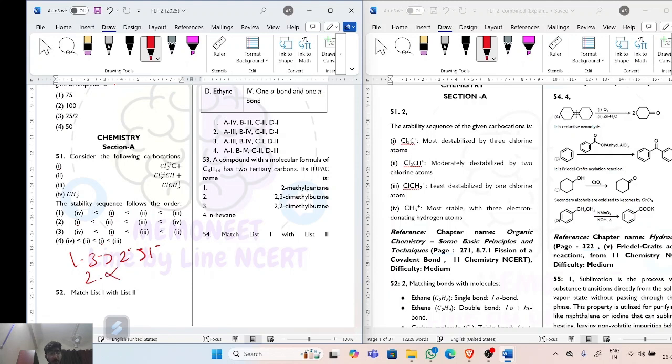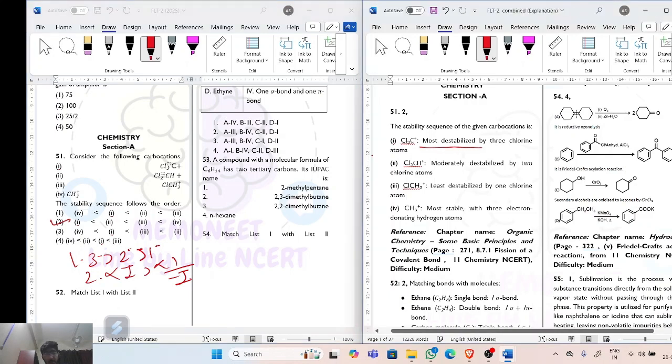Then it is directly proportional to the plus I effect and inversely proportional to the minus I effect. If we combine all three conditions, we will get option 2 as our correct answer. First of all, this will be the least stable because of 3 minus I effect. This will be more stable than the 2 minus I effect group, 1 minus I effect group and 0 minus I effect group. Okay, so option number 2 is our correct answer.